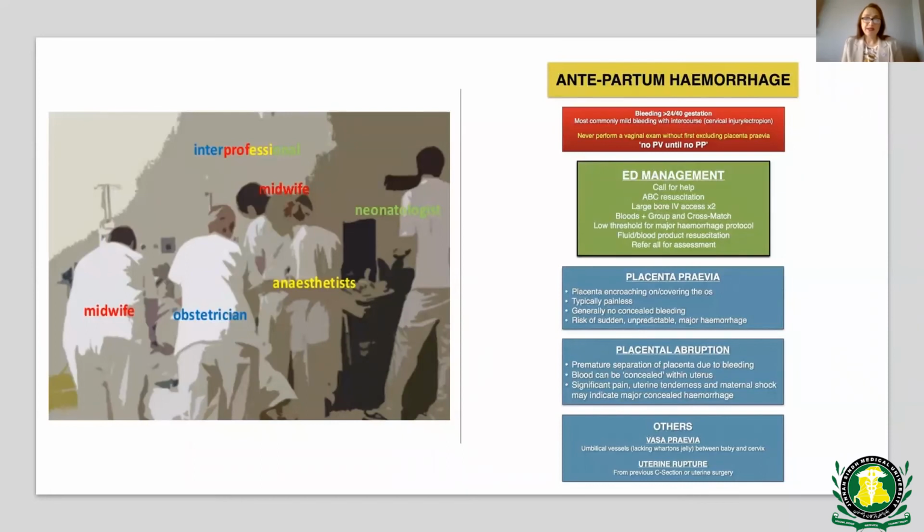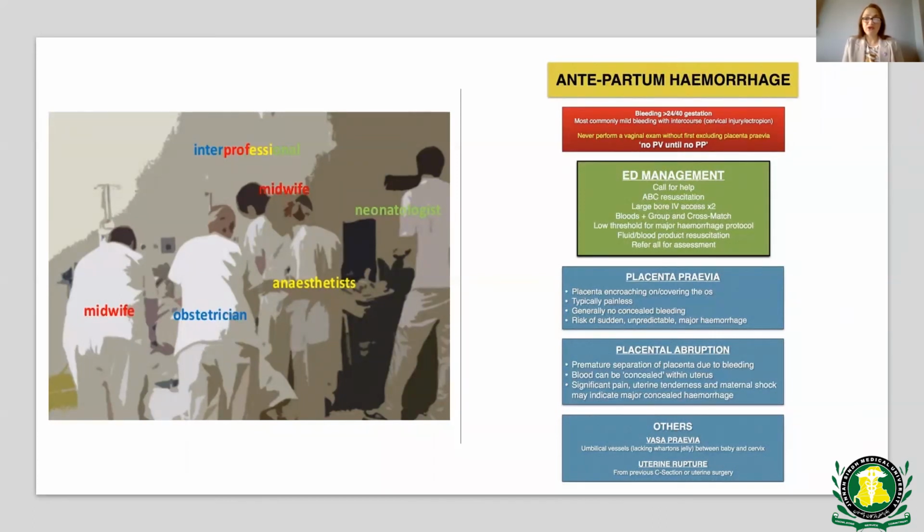As I said before, there has to be interprofessional, multidisciplinary teamwork for this kind of case, where you have the obstetrician, the midwife, the anesthetist, and the neonatologist on board. So basically, you will call for help. You will do the ABC resuscitation: airway, breathing, and circulation. You need to have 2 large bore IV accesses, 2 cannulas. You need to send bloods: full blood count, urea and electrolytes, coagulation profile, group and save, and cross match. In such cases of blood loss, vaginal loss, always remember to send an ample amount of cross match.